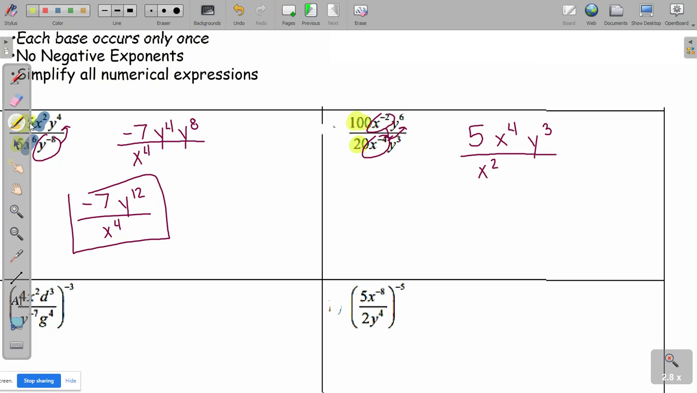Now we need to simplify our x's here. We have x to the 4th and x squared. And we're dividing, so we're going to subtract. 4 minus 2 is 2. So we get x squared. Bring down everything else as is. So we get 5x squared y to the 3rd.